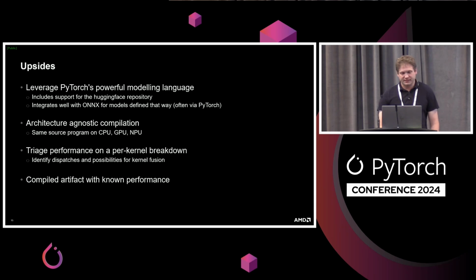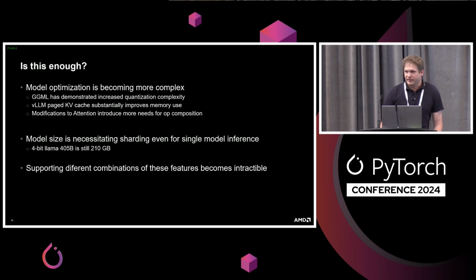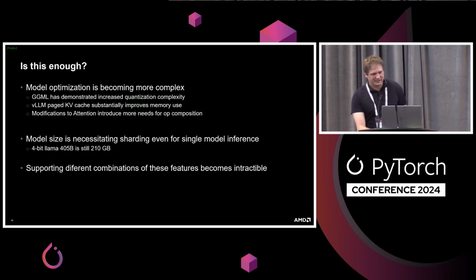Through that Tracy benchmarking, we can triage performance with a per-kernel breakdown, identify dispatches, find possibilities for kernel fusions that have been missed, and identify all cases of bottlenecks to address. And then from there, you have a saved compiled artifact with very known performance that you can rely on. And then I'll let Rob cover what we can do next.